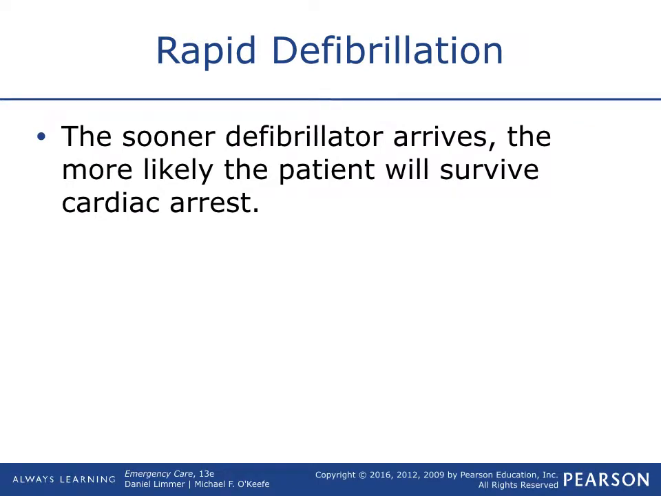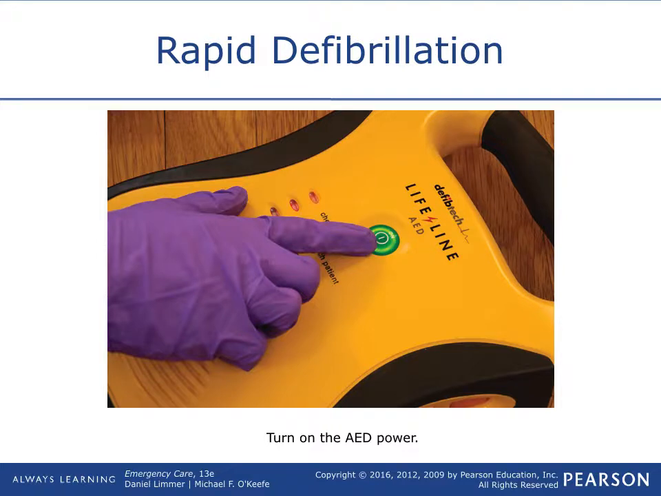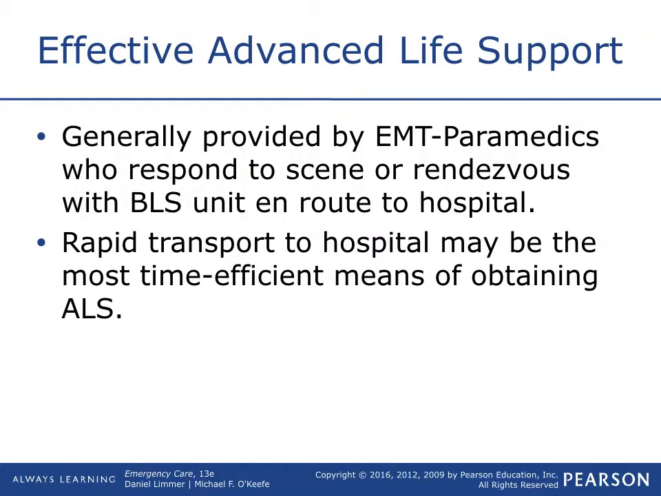The sooner the defibrillator arrives, the more likely the patient will survive. There you are, rapid defibrillation. So effective advanced life support is generally provided by paramedics who respond to the scene or rendezvous with the BLS unit en route to the hospital. With us, we're EMTs. We don't have paramedics here yet. So we show up and we have everything we need. Rapid transport to hospital may be the most time efficient means of obtaining ALS. That is absolutely true for us.